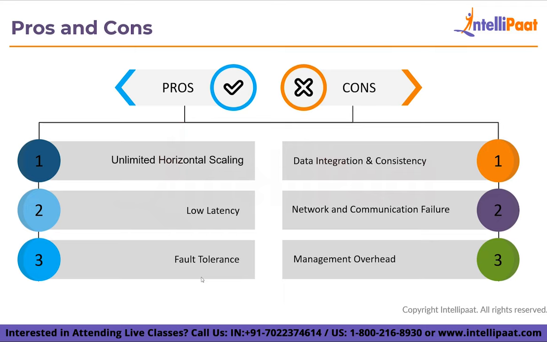And next we have network and communication failure. So messages may not be delivered to the right nodes or in the correct order, which may lead to a breakdown in communication and functionality. So maintaining network and communications in a distributed system is very complex. Finally, we have management overhead. So with this con, you have more intelligence, monitoring, logging, and load balancing functions needed to be added for visibility into the operation and failures of the distributed systems.